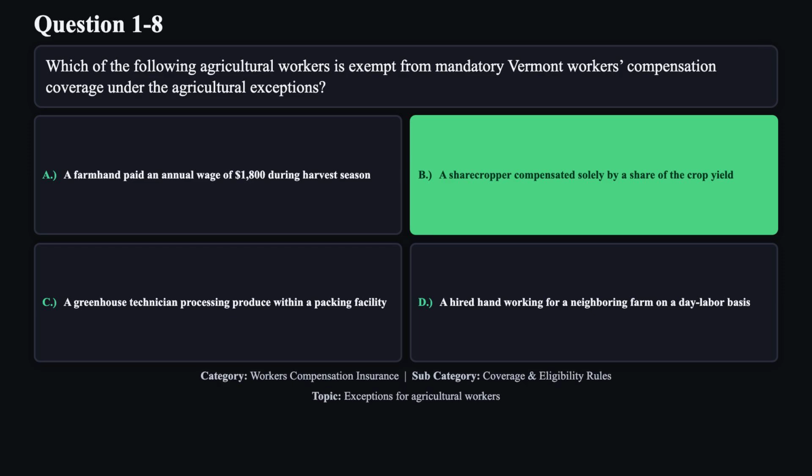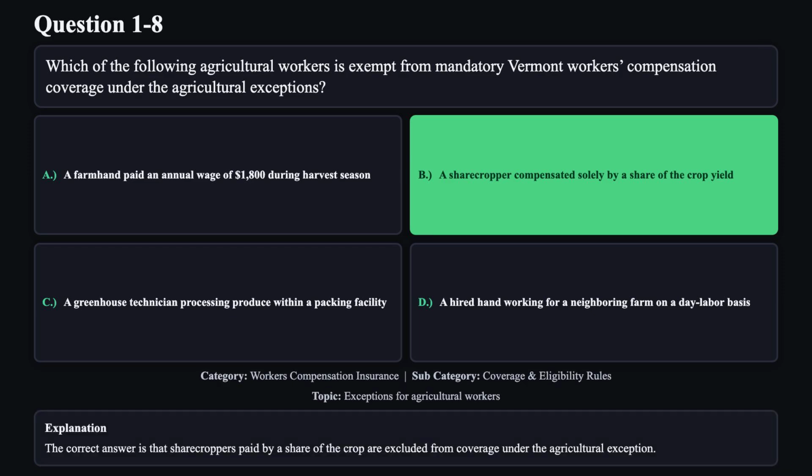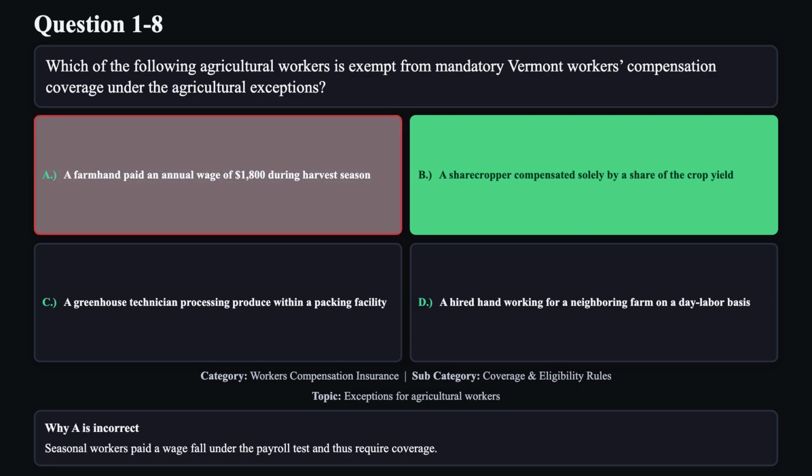The correct answer is B. The correct answer is that sharecroppers paid by a share of the crop are excluded from coverage under the agricultural exception. Reason A is not correct. Seasonal workers paid a wage fall under the payroll test and thus require coverage.